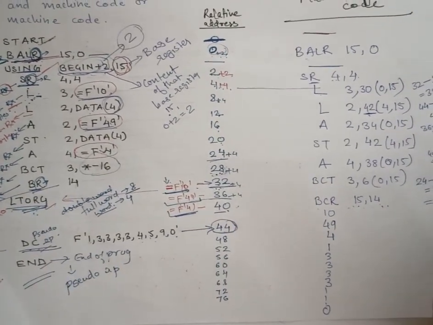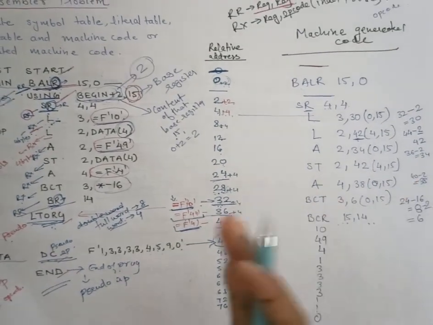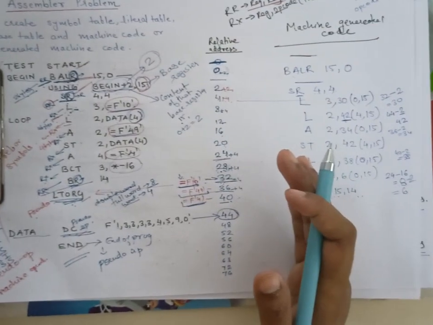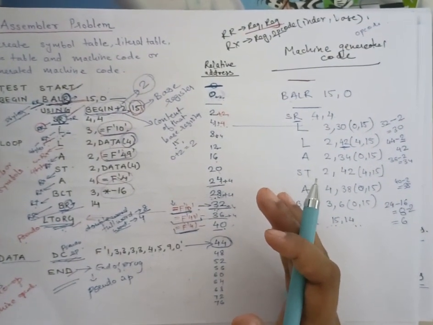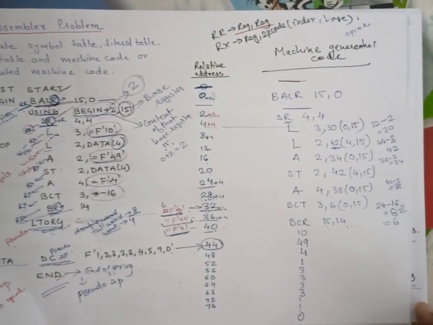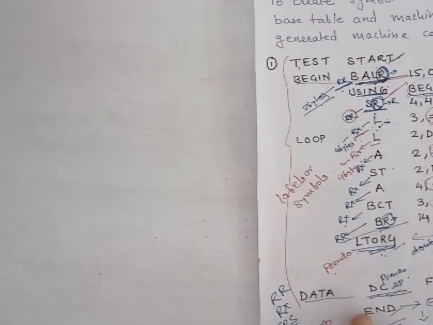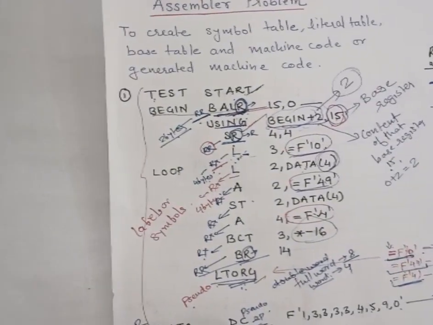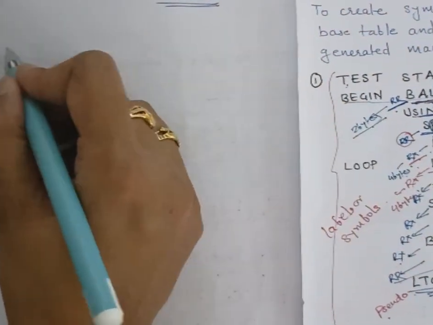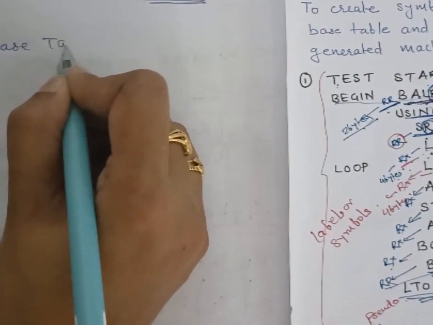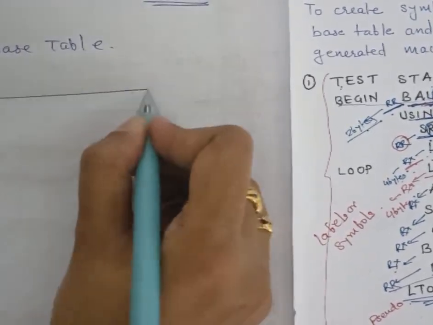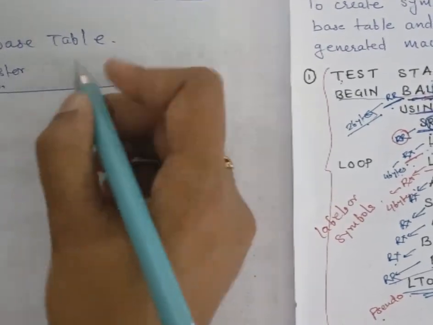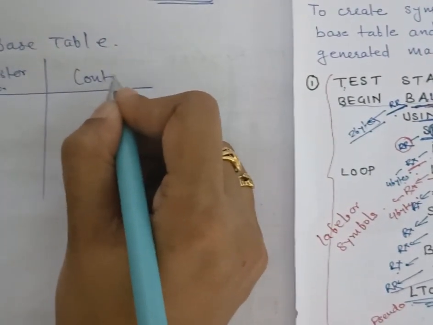So this is the assembler program, with the basic instructions, the relative addresses and the machine code, and with the help of this we are going to generate the tables. Now this is our program. After generating the machine code, we are going to create the tables. The first one is the base table. For the base table we require the register number and the content of that register.